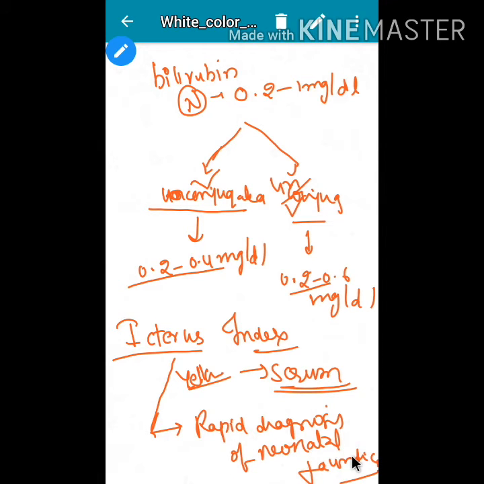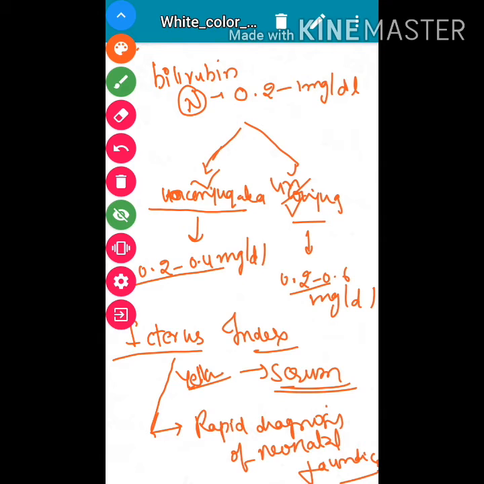Okay, this is about bilirubin. And one more important test, or reaction, that we have to know to measure this bilirubin is the Van den Bergh reaction.